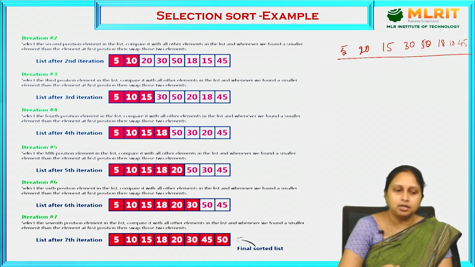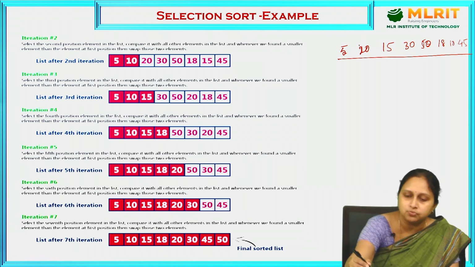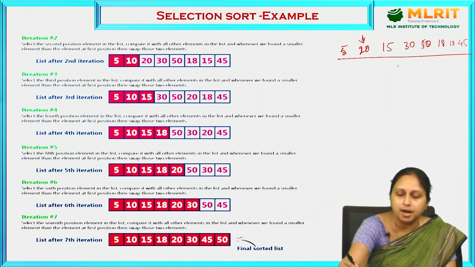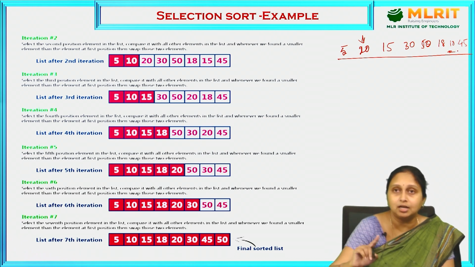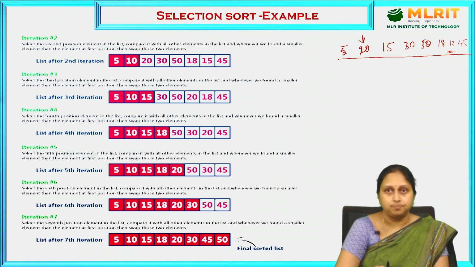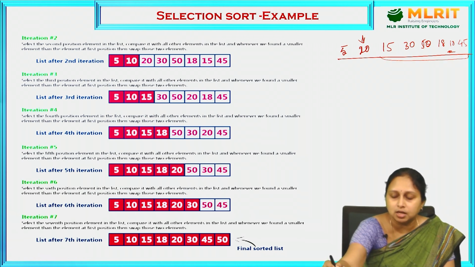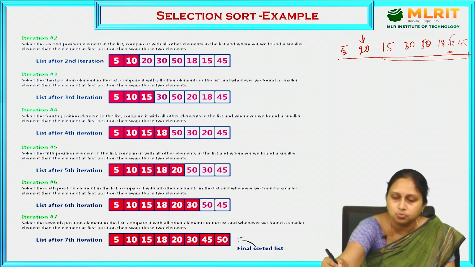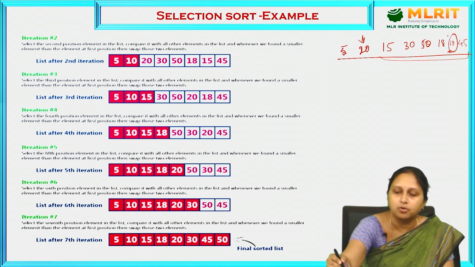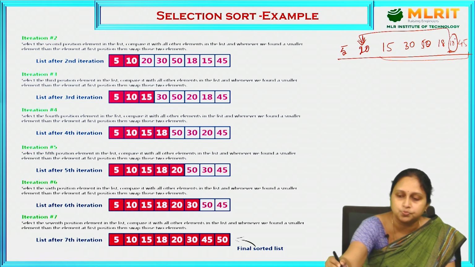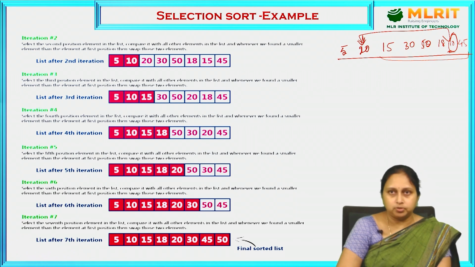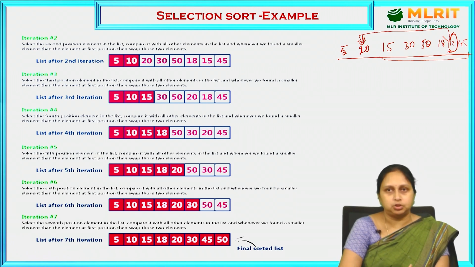Now, in the second iteration, what we need to do is take the second element in the list. This should be compared with the other elements to find the second smallest element. Out of these, the smallest element you find is 10. So we are going to perform the swapping of these two. 10 is going to move into the position of 20, and 20 will go to that position, right?